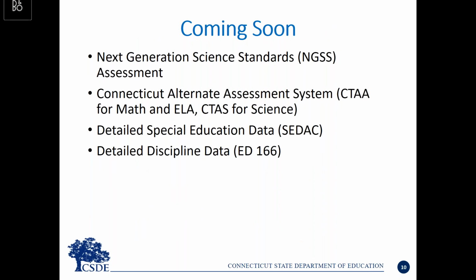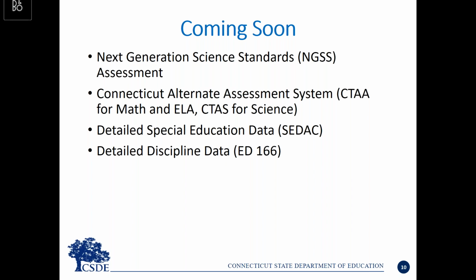We do plan to add more data into the student summary, including the Next Generation Science Standards Assessment data, as well as CTAA and CTOS, and detailed special education and discipline data. The special education data will come from CDAC, and you will be able to see a student's primary disability over time, as well as information on student special education hours and percentage of time spent with non-disabled peers.